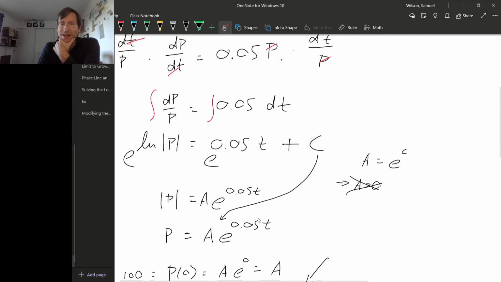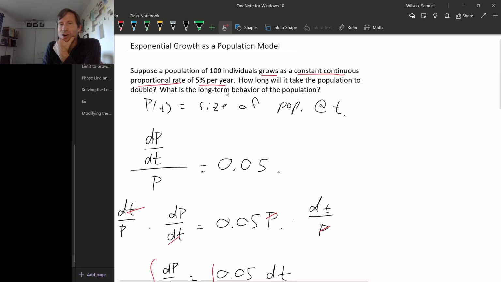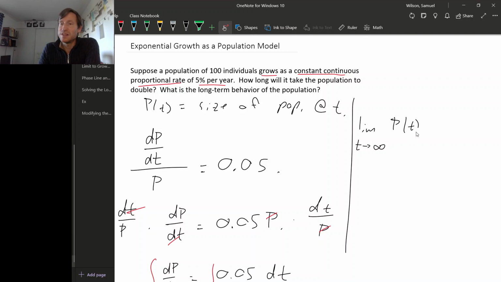The other question that I posed was, what is the long-term behavior of this population? That's really asking what happens when time goes to infinity, right? Long-term means when time goes on a long way. So, the limit as t goes to infinity of P of t, which is the limit as t goes to infinity of 100 times e to the 0.05t. But when t goes to infinity, this exponential also goes to infinity. And so this whole limit is infinity.